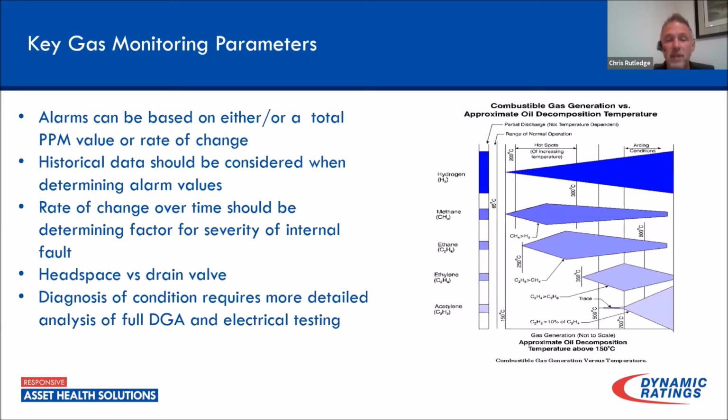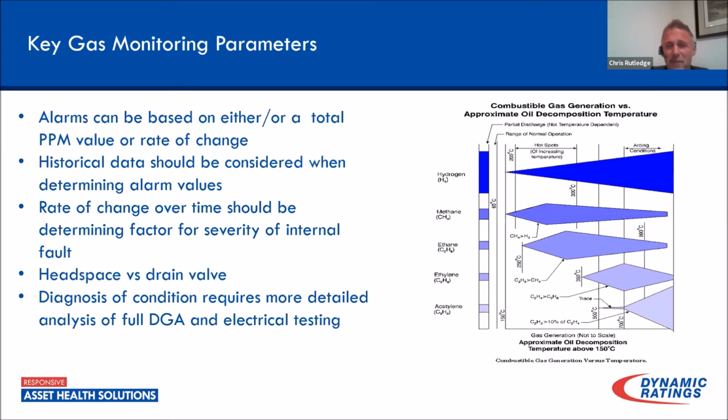With the rate of change value, and I'm talking a daily, weekly, monthly rate of change, I am much more concerned about a transformer that has gone up 50 parts per million in the last 24 hours than I am about a transformer that's maybe sitting at 200 parts per million and has been for 2 or 3 years.